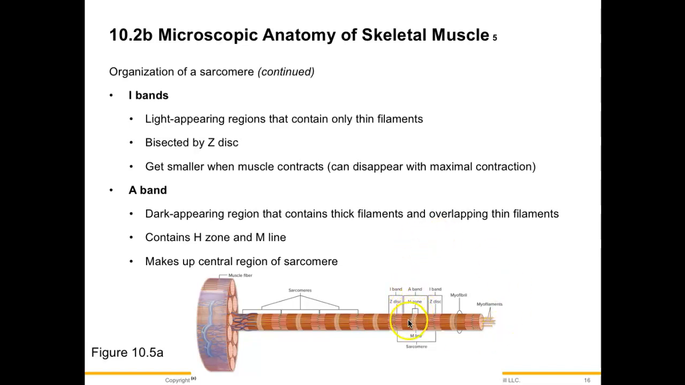Now for this A band, we said this was our dark appearing region. And in this area, we're going to see thick filaments overlapping with the thin filaments. And that's what gives it this dark pigmentation. You could see that in the center here, we have a lighter area, right? And this is the H zone.